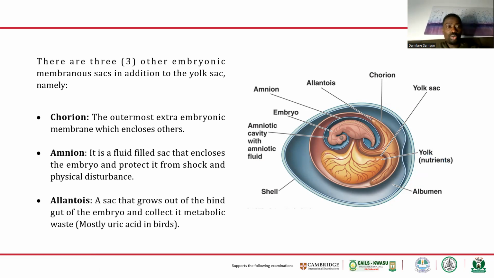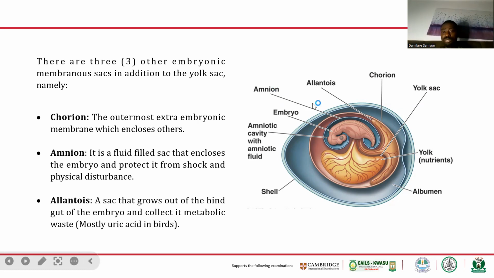So the first one is the chorion. That is the outermost extra-embryonic membrane, which encloses the others. As you can see, everything that is inside, it encloses it. That is the chorion. Please, all these definitions, be very familiar with them and make sure you are familiar with this diagram, so that when you see questions like this, to label it and to explain the function of the part, you'll be able to know what to write.